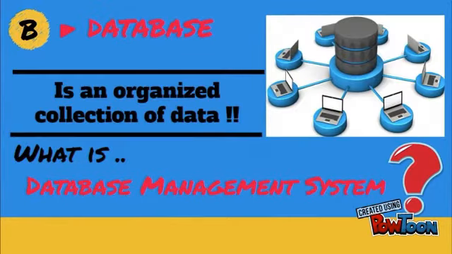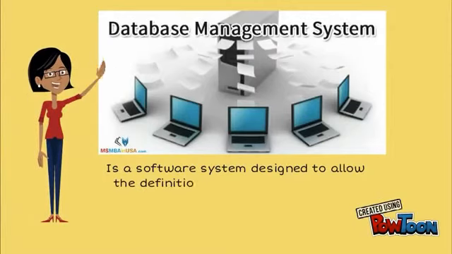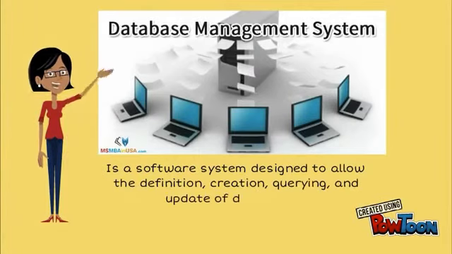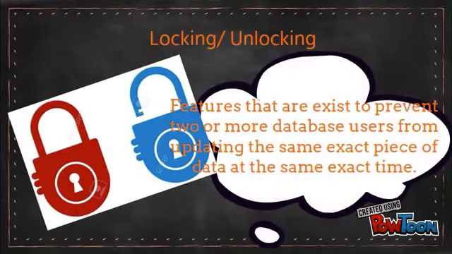Moving on to database. Database is an organized collection of data. However, what is database management system? Database management system is a software that is designed to allow creating, querying, updating of database. Locking and unlocking are features that prevent 2 or more users from updating the same data at the same time.